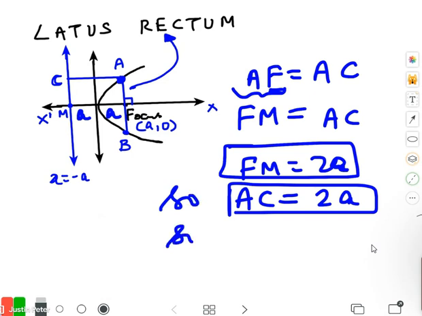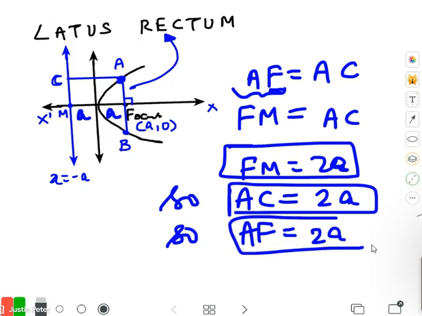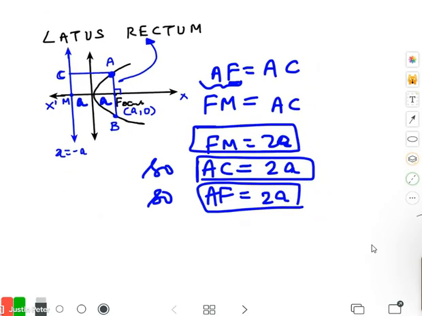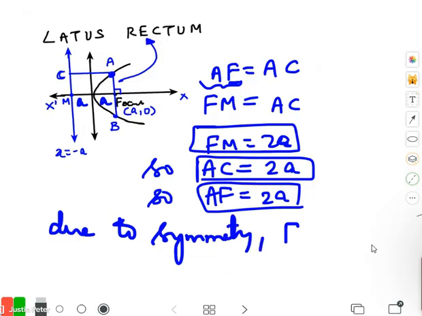So AC is equal to AF, which means AF is equal to 2A. So if AF is 2A, due to symmetry, what is AB? FB will also be 2A.